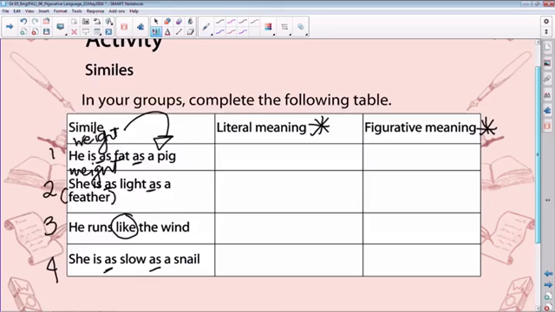He runs like the wind. I would imagine that we're comparing his speed, how quickly he runs, with how quickly the wind blows. And in the last one, we're comparing her speed, again, but this time with how slowly a snail moves. All right, so in each of them we have that comparison.